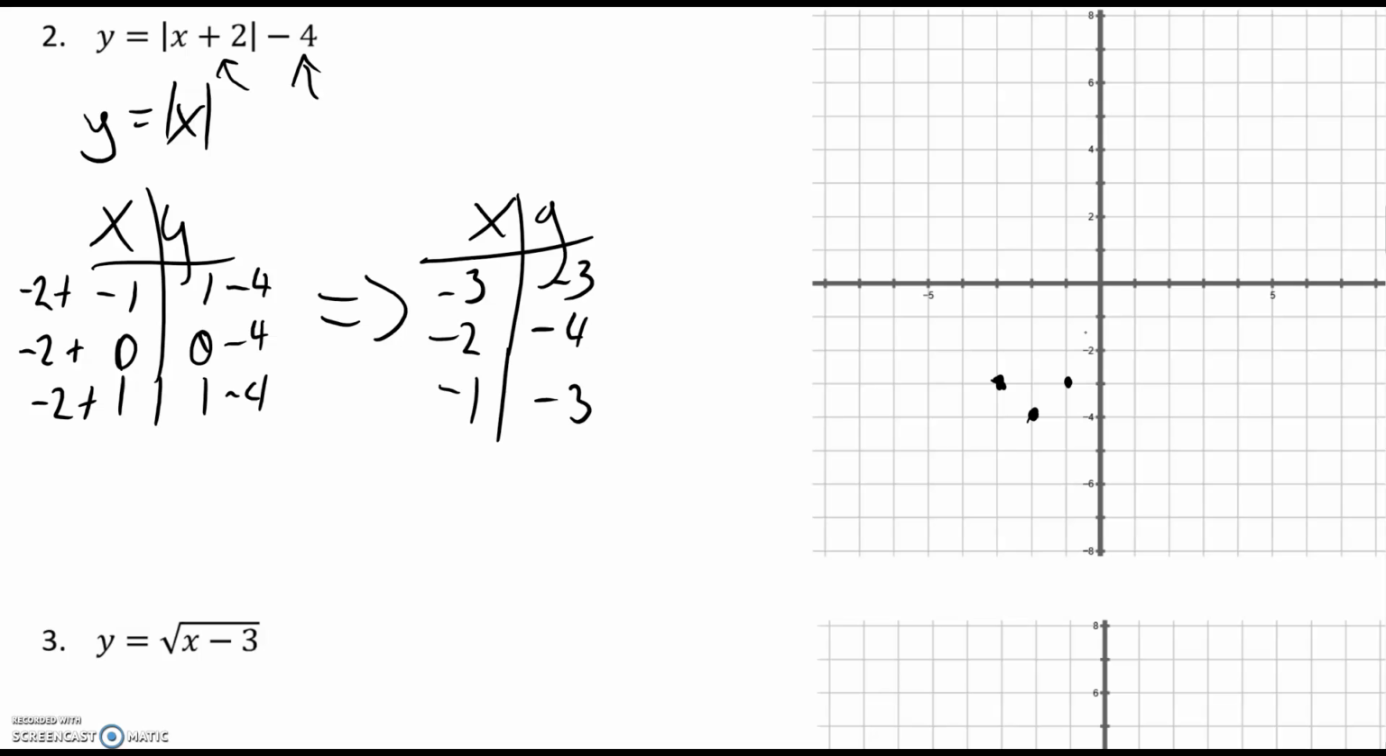Okay. Keep in mind that the absolute value graph is a V shape, so the point -2, -4 is the new vertex, and this is what it should look like. All right, and that's it.